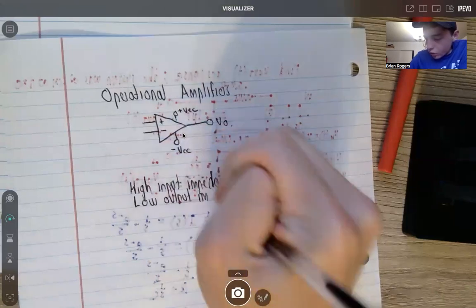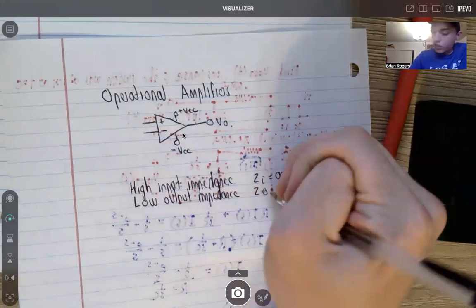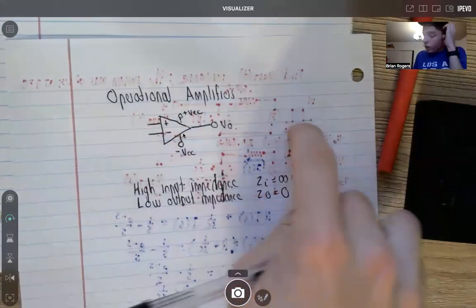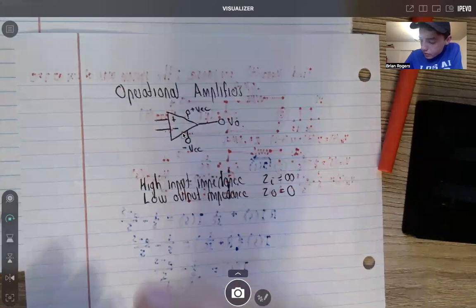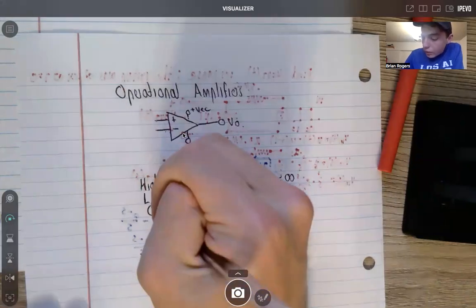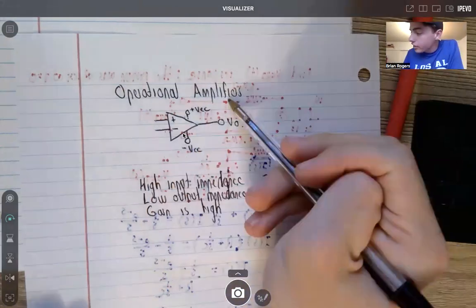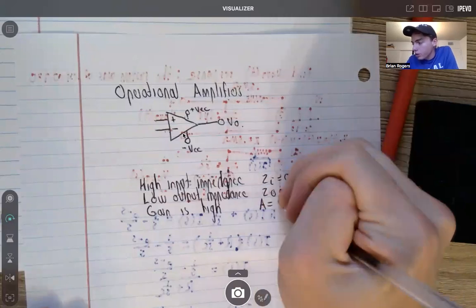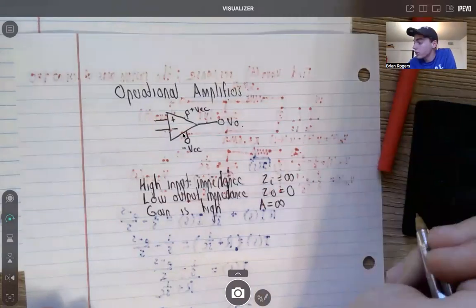And the reason it has low output impedance is so that the signal can get delivered to the output, to whatever is going to pick up the signal and actually read or analyze it. And then the gain is high because an op amp is an amplifier. That's in the name. So the gain is about infinity for an open loop configuration.